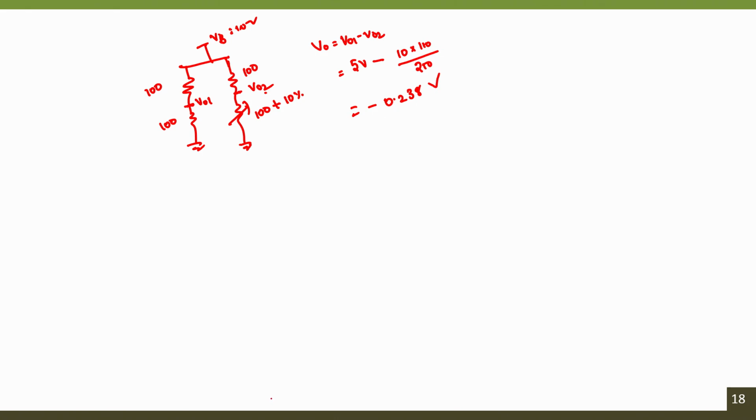So now we got 0.238. Imagine now, if the change is 20% and the output change is also doubled, then I can say it is linear. Now, if I consider case 2, the change is 20%. V naught is equal to 5 minus 10 into 120 divided by 220.